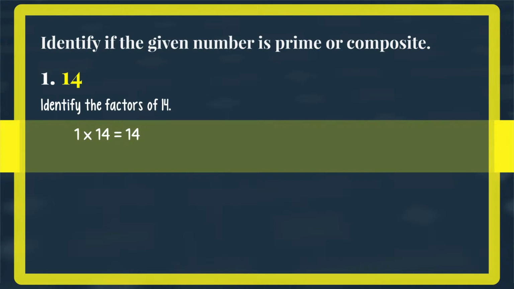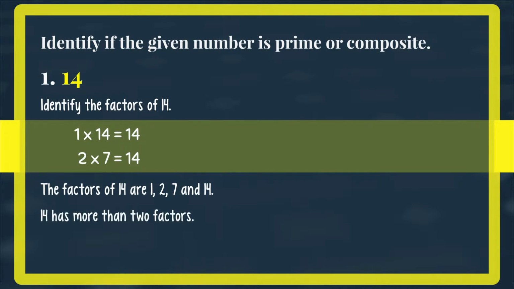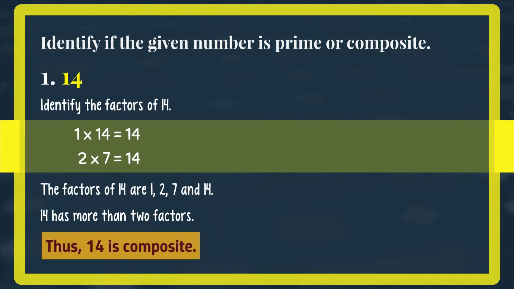1 is always a factor of all prime and composite numbers. 1 times 14 is 14. And 2 times 7 is 14. Therefore, the factors of 14 are 1, 2, 7, and 14. As you can see, 14 has more than two factors. Thus, 14 is a composite number.